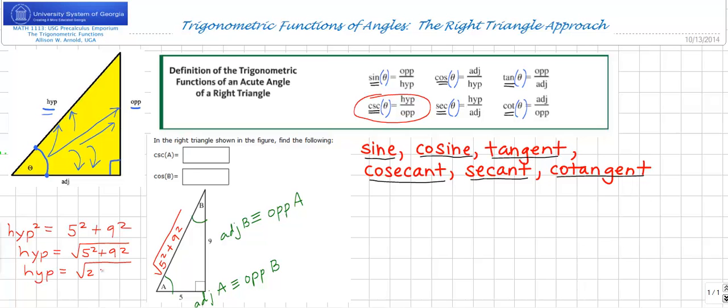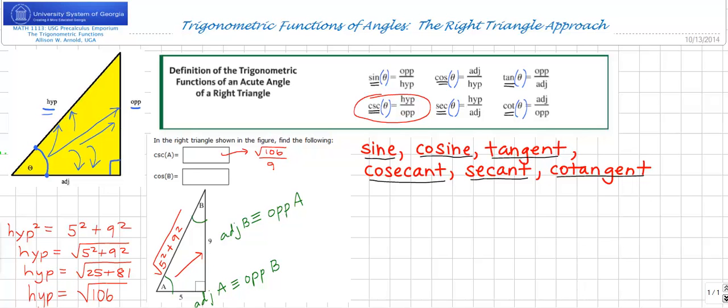Now we can calculate the value. We have the square root of 25 plus 81, or hypotenuse symbolically the square root of 106. But the point is we can use the Pythagorean theorem to get the hypotenuse, the missing side. You could use the Pythagorean theorem to get any missing side if you have 2 of the 3. And now go back to the definition. The cosecant of the angle A is the length of the hypotenuse divided by the length of the side opposite the angle A, which is 9.